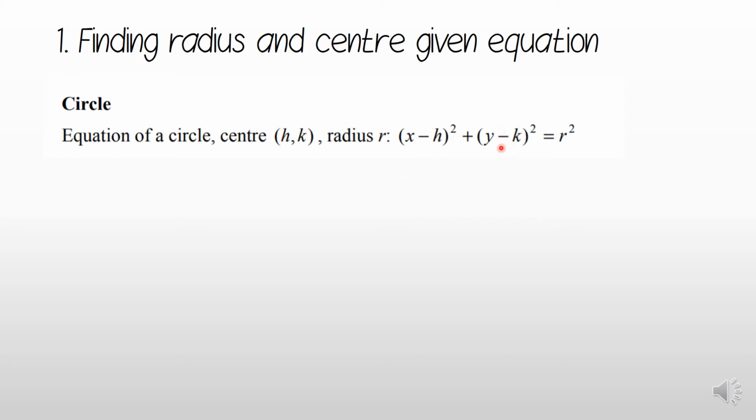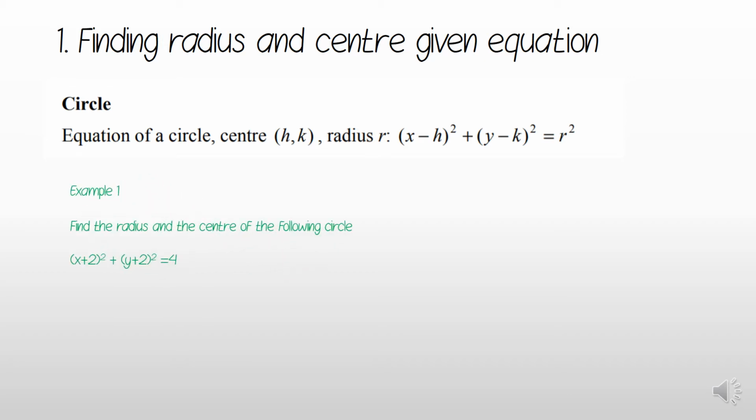You take the value here, it's minus k, and then you change its sign to become k. So you get the center. To get the radius, you take the value here, that's on the right hand side, so this is r squared. You get the square root of r squared, which is r, to get the radius. So let's illustrate that with an example.